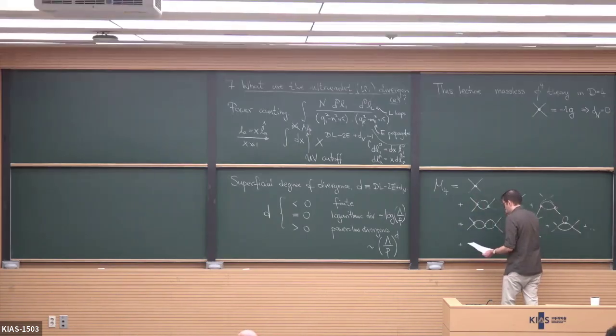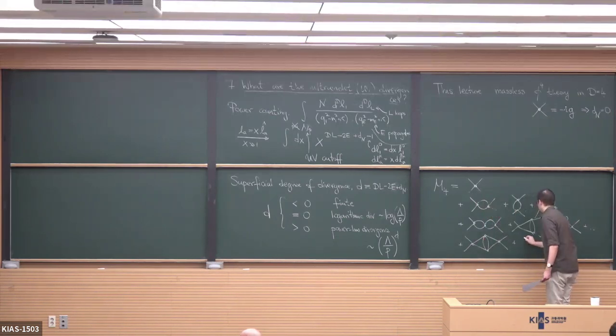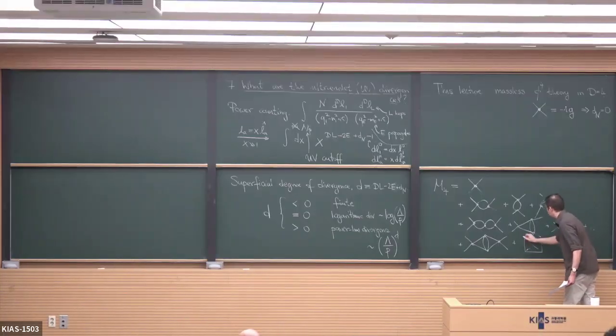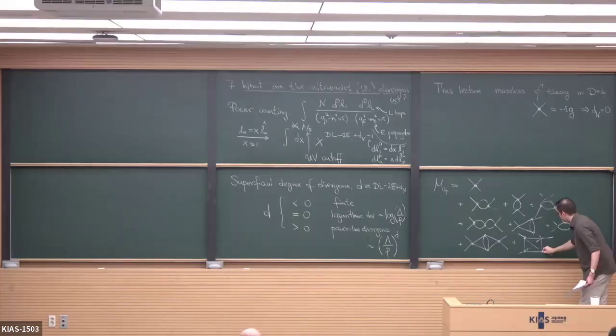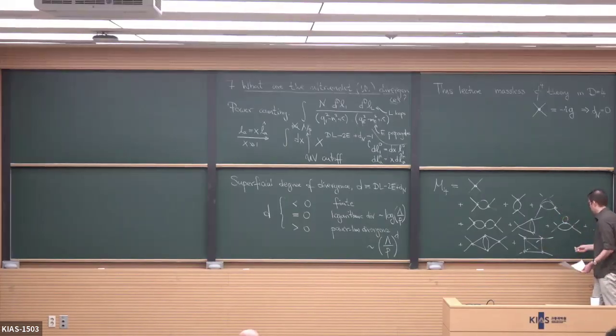And of course, as you go higher and higher in the loop degree, you get worse and worse contributions. So let me list a couple of them just for fun. This one, we have this non-planar diagram here. If you count carefully, this one has 3 loops, and so on and so on.